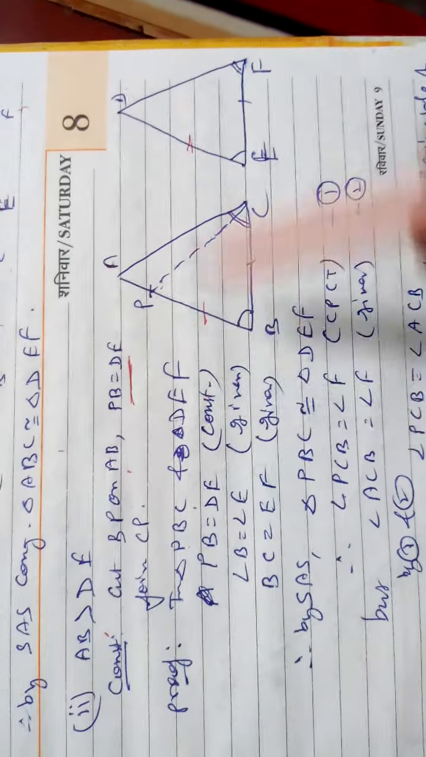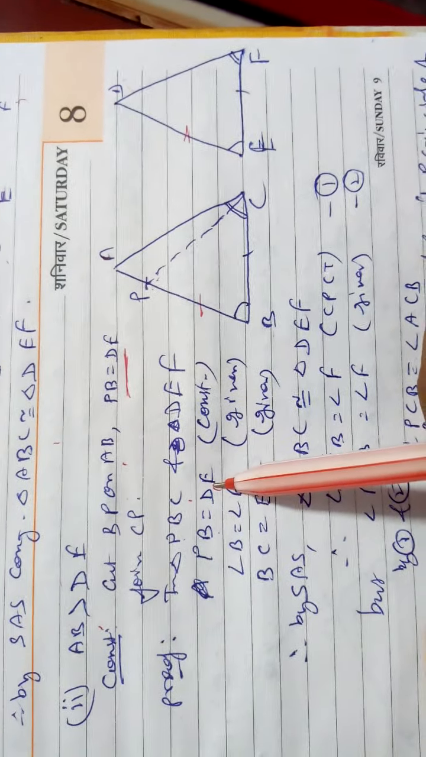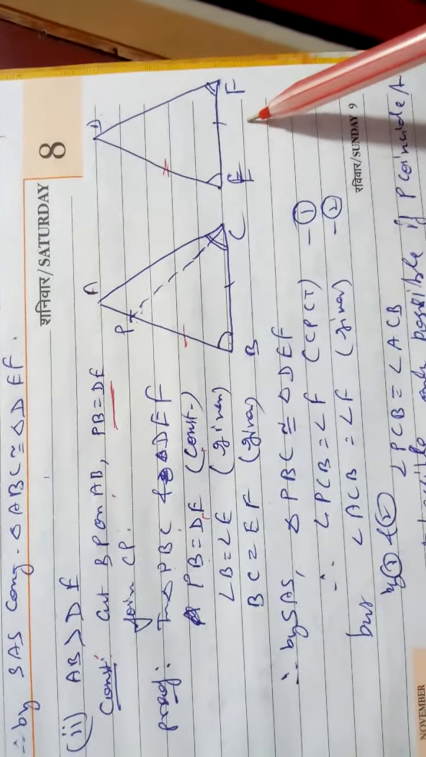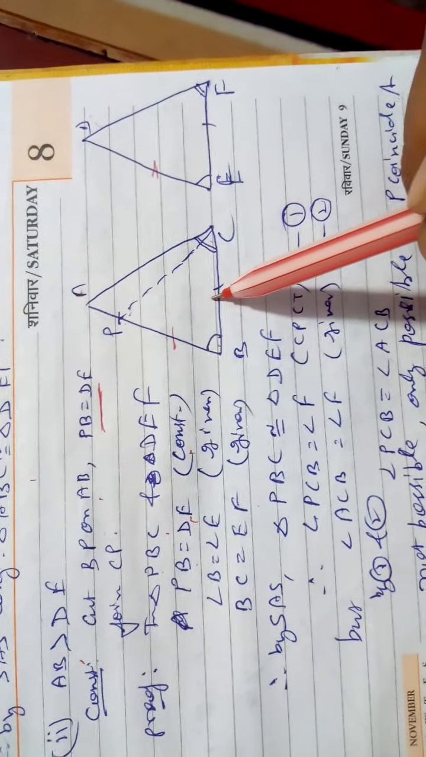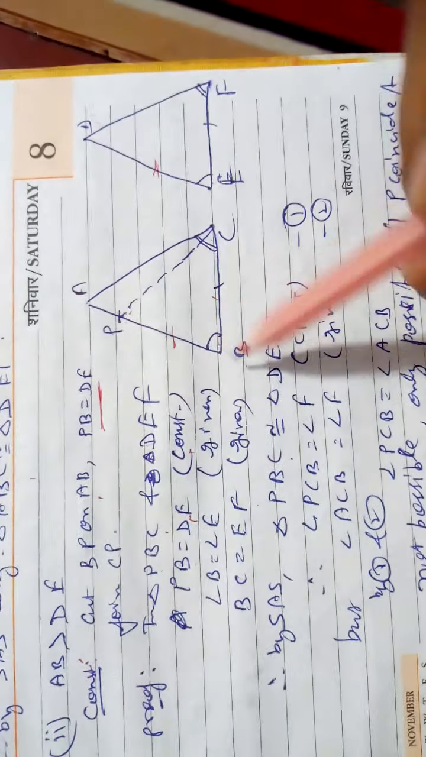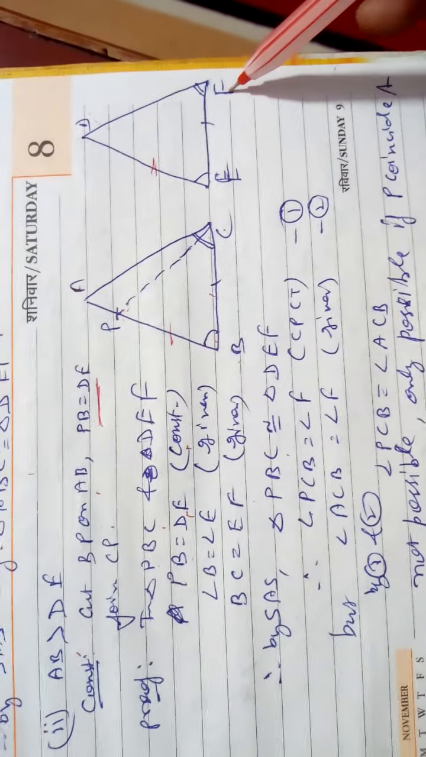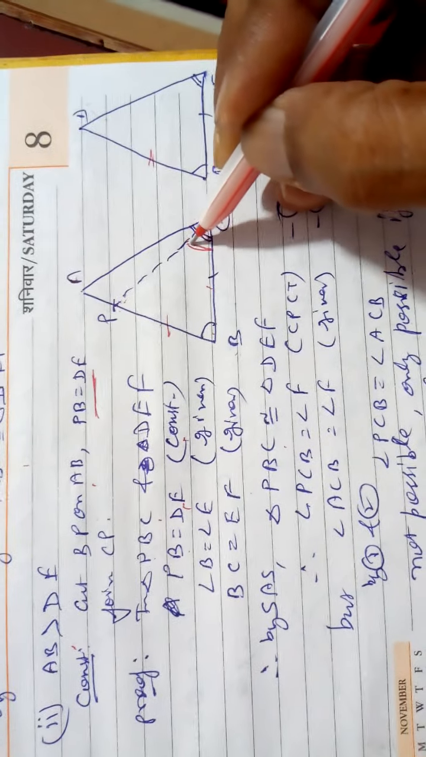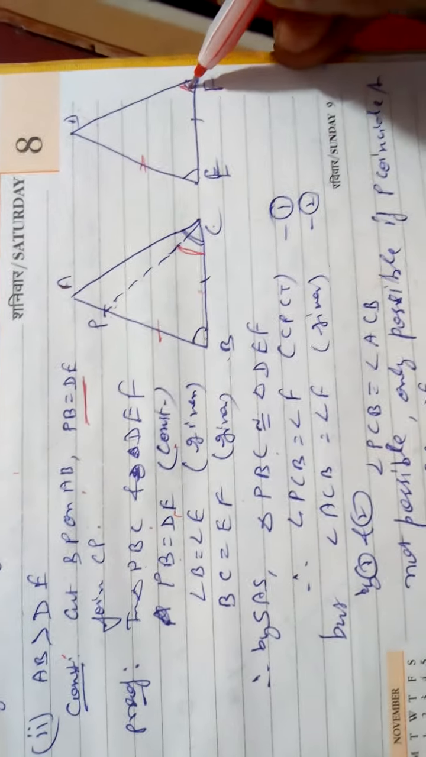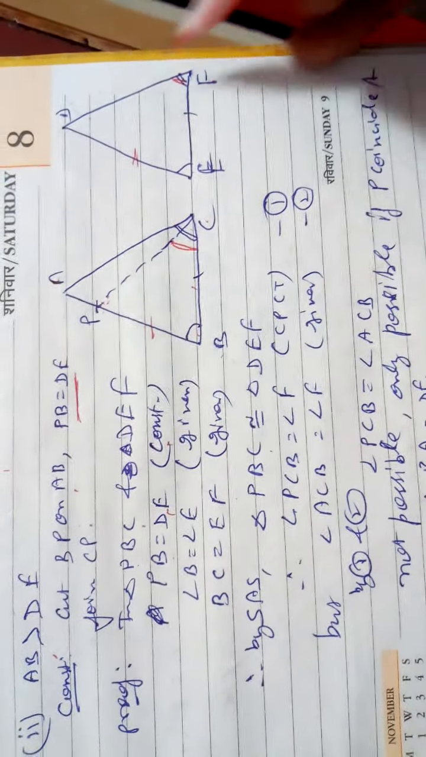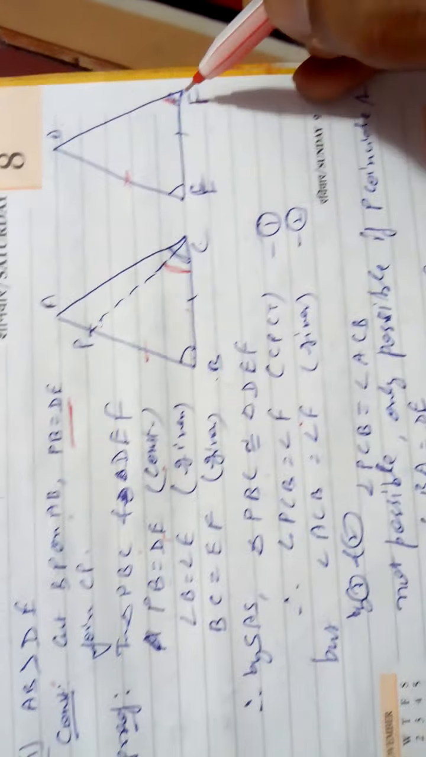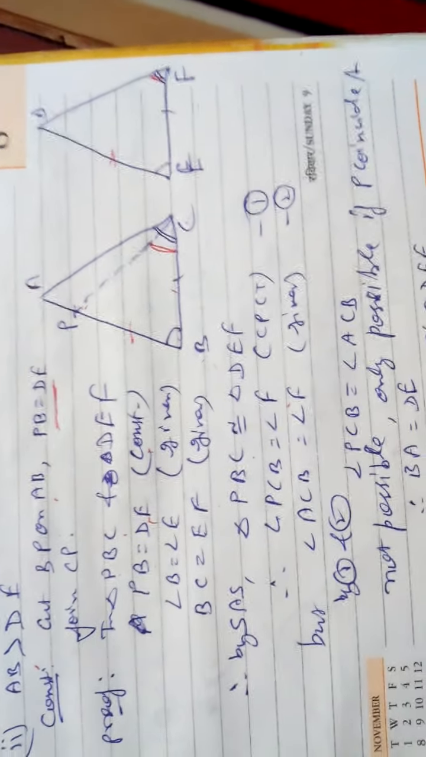In triangle PBC and DEF, PB equal to DE, because of construction, I am assuming it. Angle B equal to angle E, it is given. BC equal to EF, it is also given. So by SAS congruency, triangle PBC congruent to DEF. If it is congruent, then this angle is equal to this angle. Angle PCB is equal to angle F, which is called DFE, by CPCT.